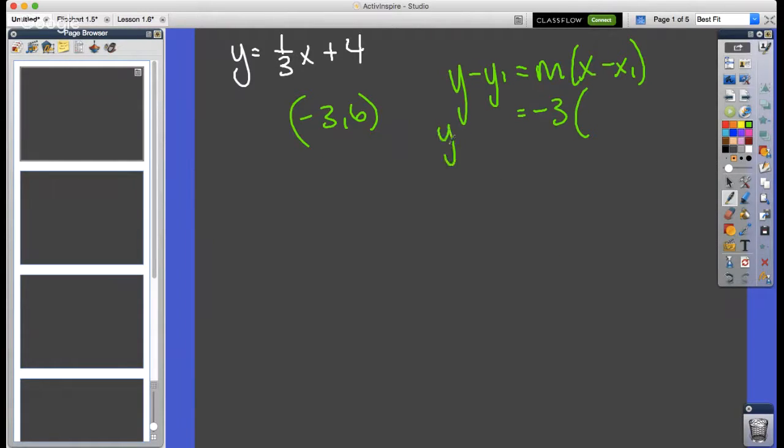And then it'd be -3 times x plus 3. Nice. What is that called again? Point slope, good work. Point slope. I'll give that to you too.